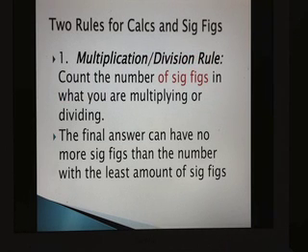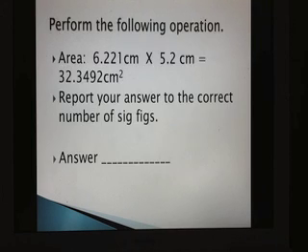Well, there are only 2 rules using sig figs in calculations, and the first one is the multiplication and division rule. So if you're multiplying or dividing numbers, you need to count the number of significant figures in what you are multiplying or dividing. The last video, we practiced counting sig figs. Well, our final answer that we report can have no more sig figs than the number with the least amount of sig figs. Let's see what that means.